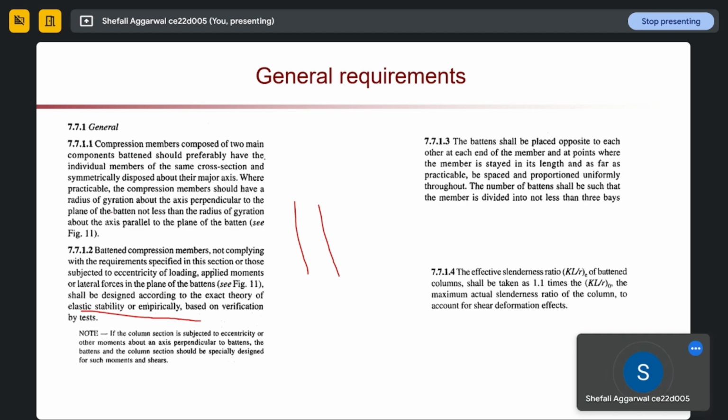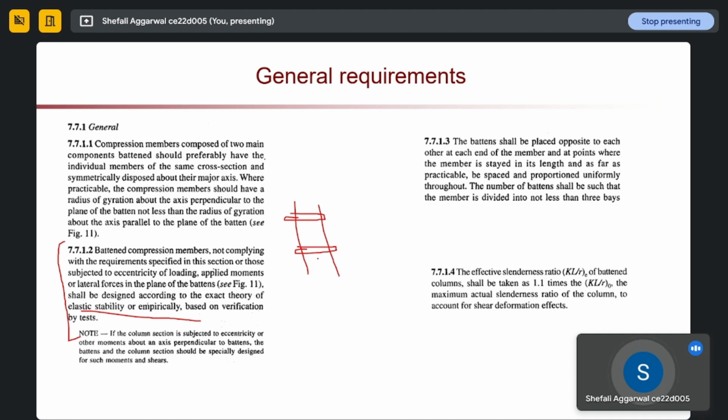So these are just the requirements. I don't think you will require it for the design term. Next, the battens shall be placed opposite to each other at each end of the member and at points where the member is stayed in its plane, as far as practical. They should be spaced proportionally and uniformly, and the number of battens should be divided in such a way that there should be a minimum of 3 bays.